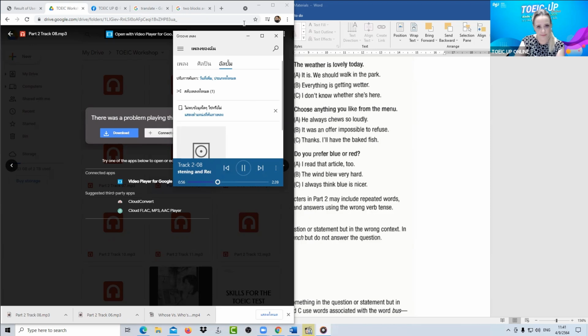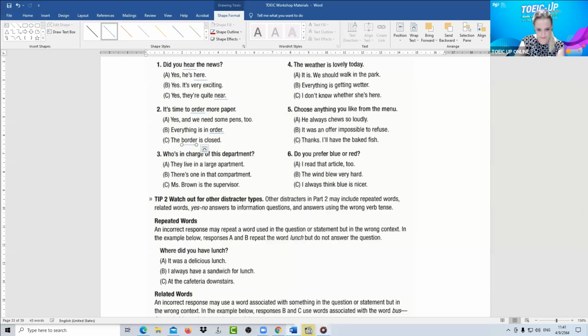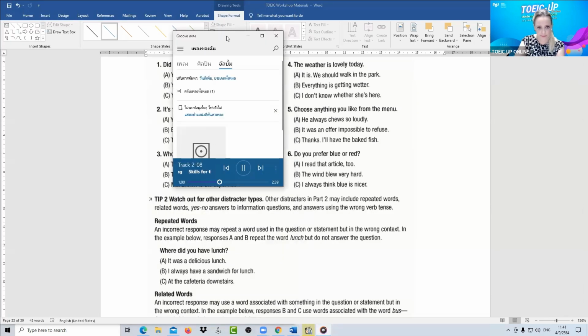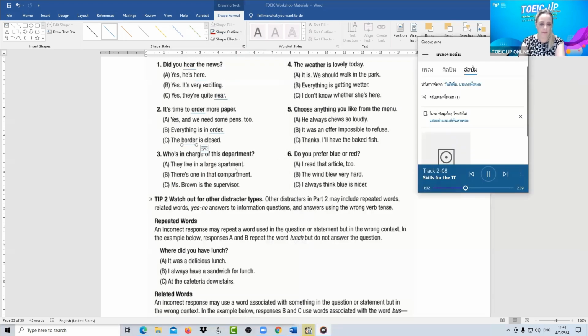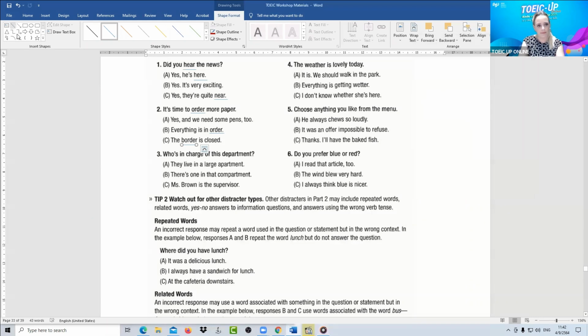Number 3. Who's in charge of this department? A, They live in a large apartment. B, There's one in that compartment. C, Ms. Brown is the supervisor.